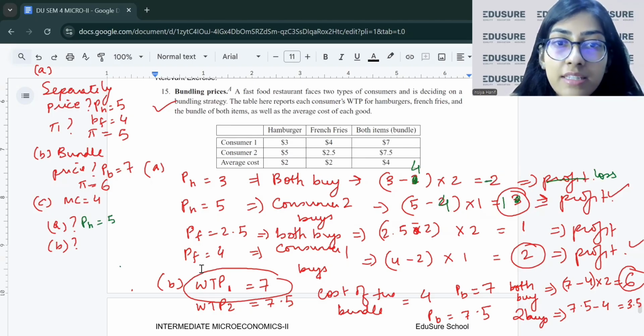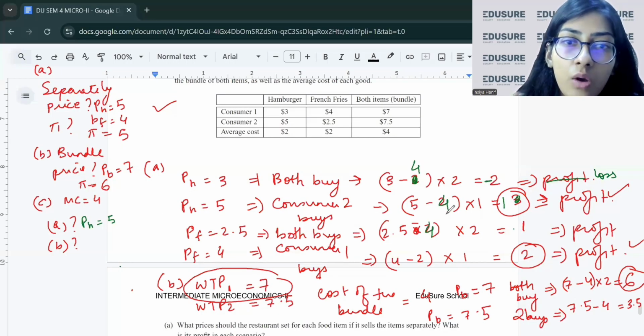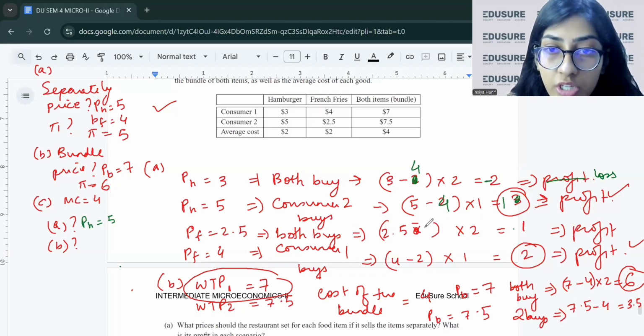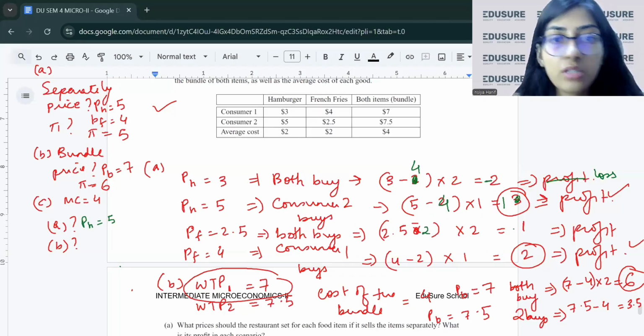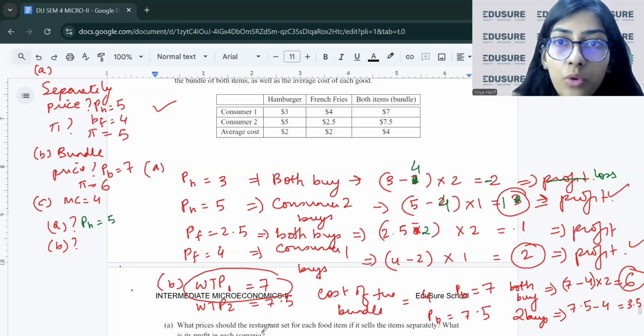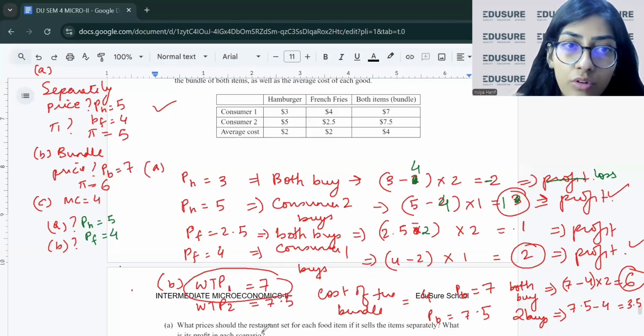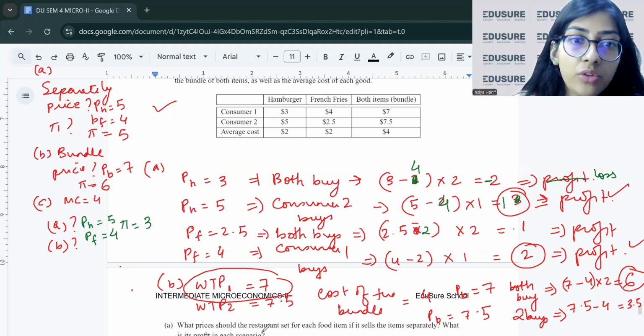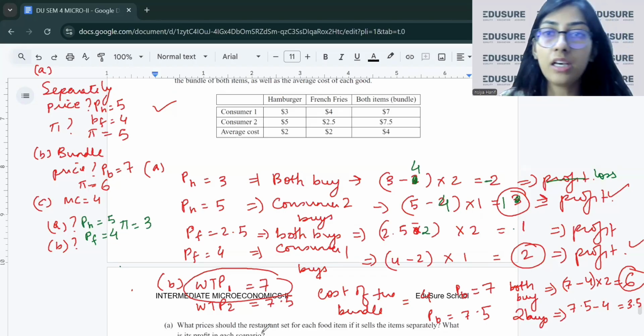Fries are the same as before. This is 2.5, so this becomes minus 4. This becomes a loss. Okay, this will remain the same as before because only the marginal cost of hamburgers is changing. So your answer will remain the same. So here what you'll get is PF is equal to 4. And what will you get in separate profit? You'll get profit equal to 1 plus 2, which is 3. So this is the answer to part A of part C.